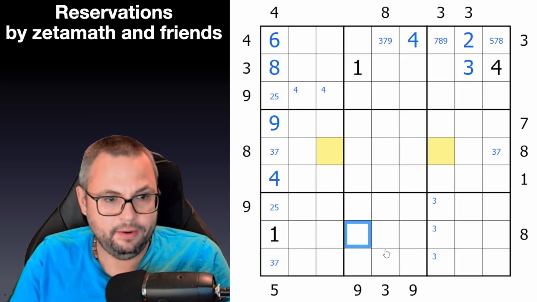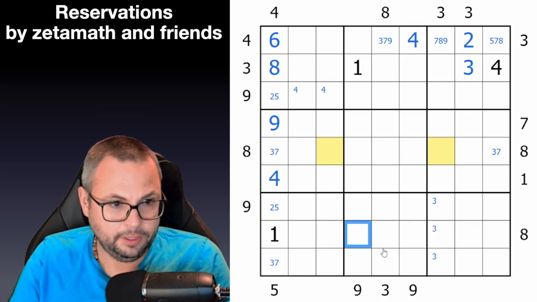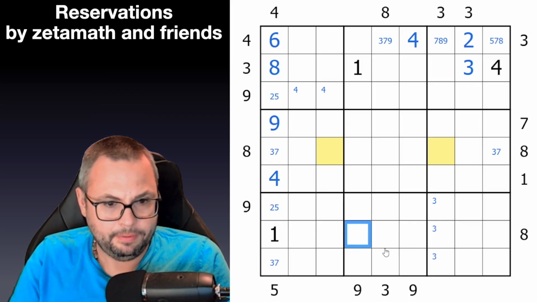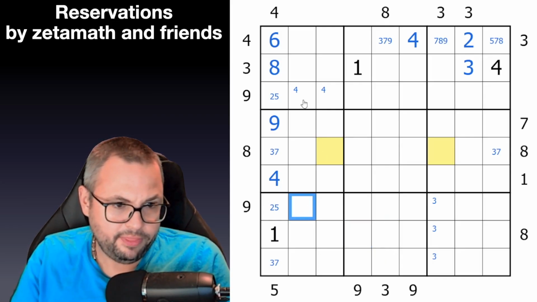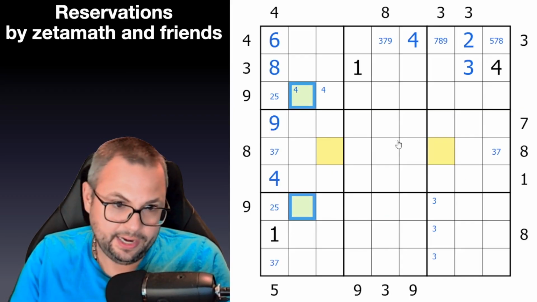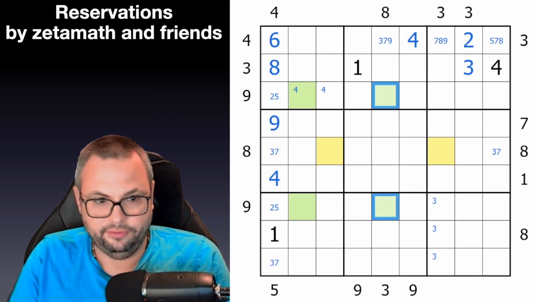I don't quite know yet exactly how that's going to work, but we'll figure it out. Okay, so those tell me one of these 2 cells is a 9, and one of these 2 cells is a 9.